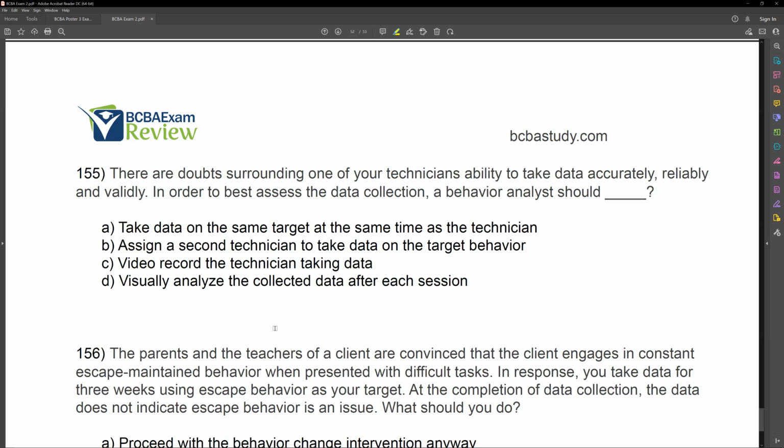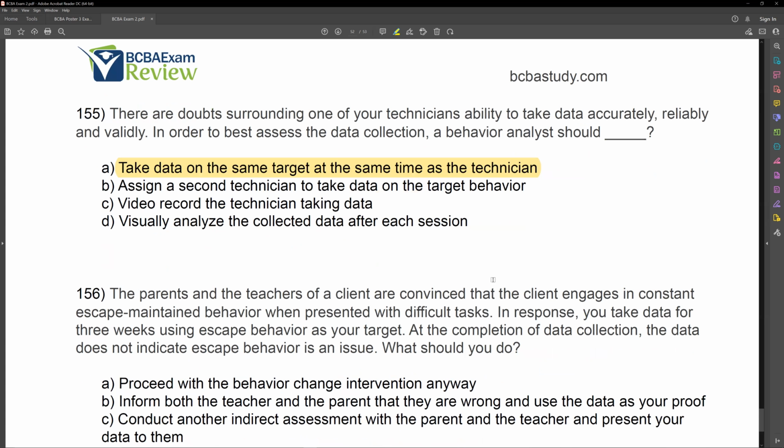A is just going to be best. You're going to sit in the same room as a technician, and you're both going to record data on the same behavior and then compare in the moment. A is by far the strongest. It is our best answer as to what a behavior analyst should do in order to best assess this technician's ability to take data.